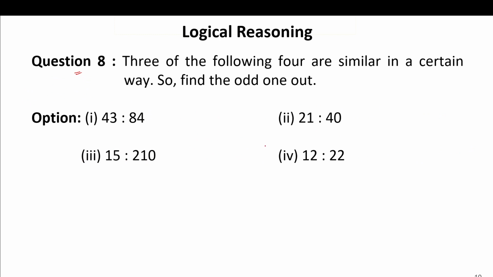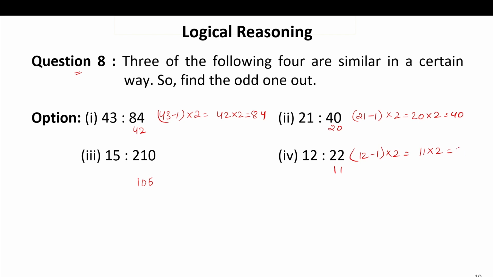Now let us move on to question number 8. Again 4 options and we have to identify the one that is different. If you look over here at 43 and 84, I can see that 84 is double of 42. Similarly, this is double of 20, this is double of 11, and this, if I divide it by 2, is double of 105. So this one is definitely different, but now let us check. If I do 43 minus 1 into 2, it will be 42 into 2, I'll get 84. Similarly, 21 minus 1 into 2 is 20 into 2, which gives me 40. Over here also, 12 minus 1 into 2 is 11 into 2, which equals 22. But over here, 15 minus 1 into 2 is 14 into 2, which equals 28. So this number and this number are very different from each other.